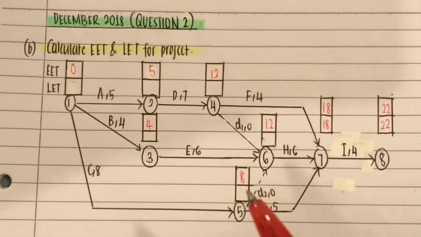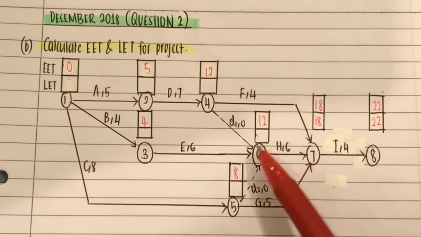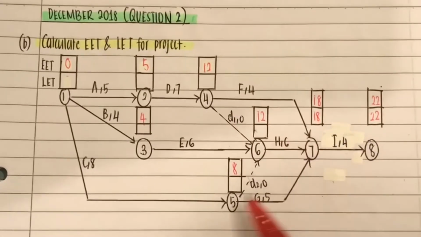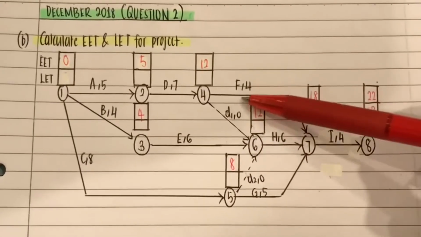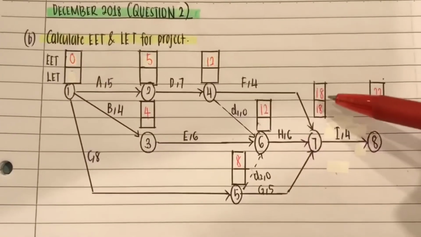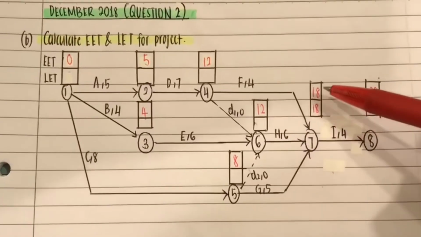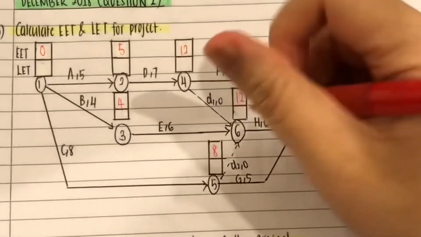In order to get the smallest number for the LET, you must subtract with the bigger number of the time weeks. So between 4, 5, and 6, when you subtract 18 with 6, you will get the smaller number. So 18 minus 6 will be 12.